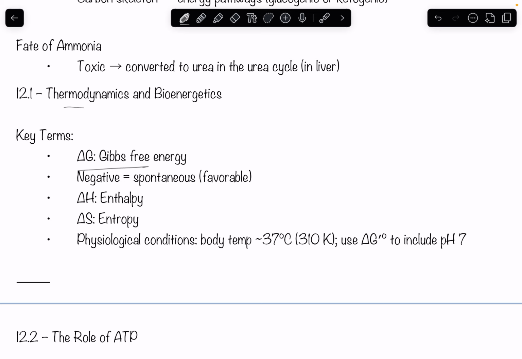Delta G is your Gibbs free energy. When your delta G is negative, it means it's spontaneous, and spontaneous means favorable. Delta H is enthalpy, and delta S is entropy. We know entropy equals disorder, and enthalpy is the amount of energy held in a bond.